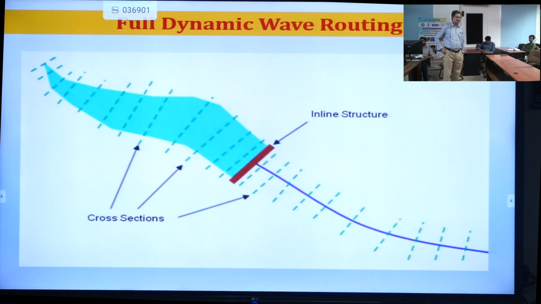For this kind of practice, we take these green dashed lines. They represent different cross sections, and using these cross sections, we apply the governing equations. We solve the governing equations for these cross sections. That way, we do the flood. The first part is the reservoir, then the dam, and then the river.